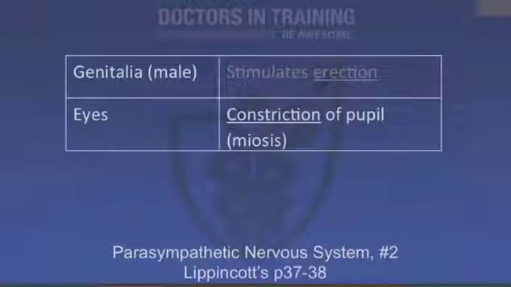There's one more parasympathetic effect to talk about, and that's in the eye. In the eye, parasympathetic stimulation causes constriction of the pupil, or miosis. And the way I think about this is when you're resting, you don't need much light, you don't need to see much, so you can constrict the pupils because you just don't need to get that much light in there.